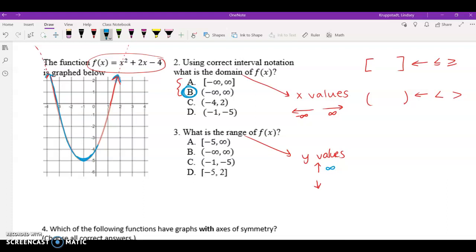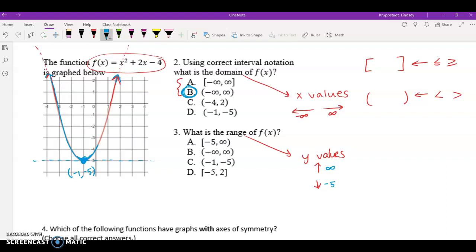We hit this bottom part and it's not passing -5. That is the smallest point, or the minimum value. In fact, our vertex right here is at (-1, -5), right? It's right on that point. So the lowest that our graph can go is -5.